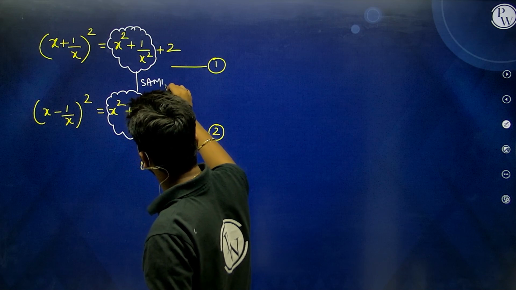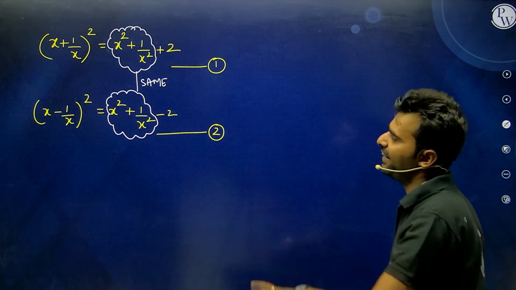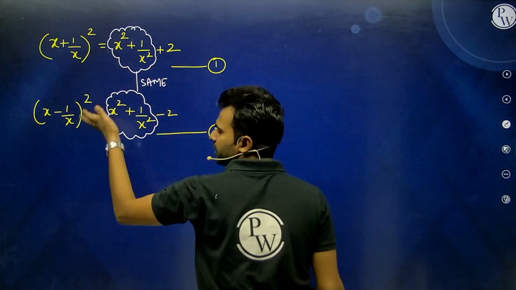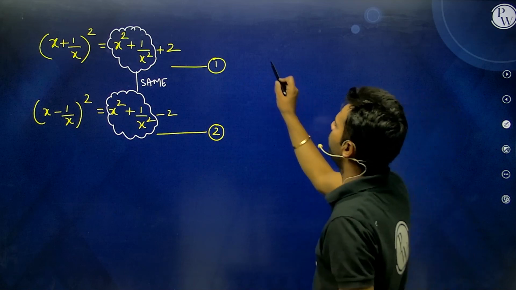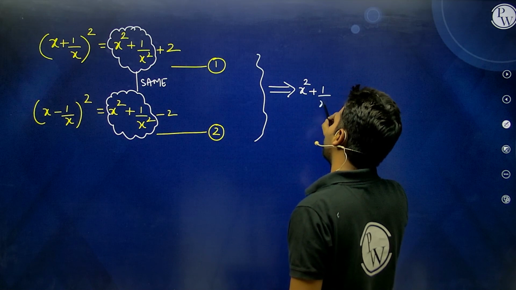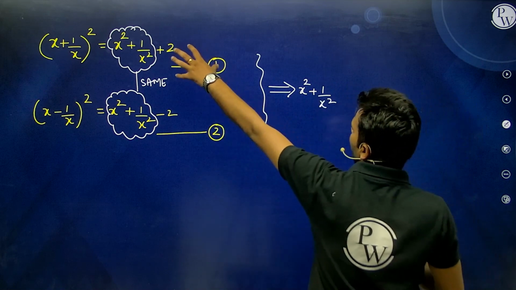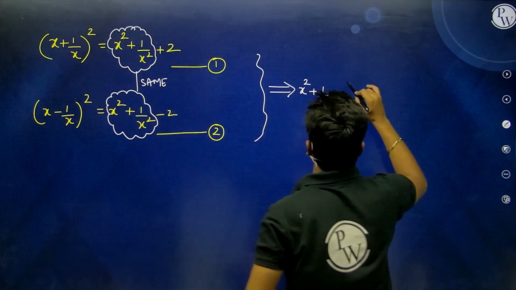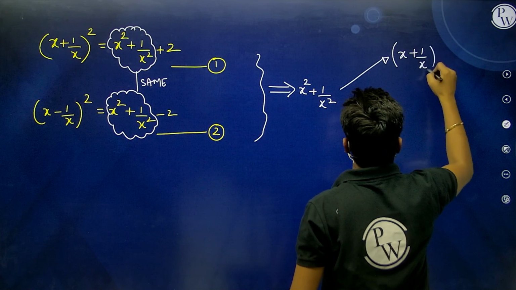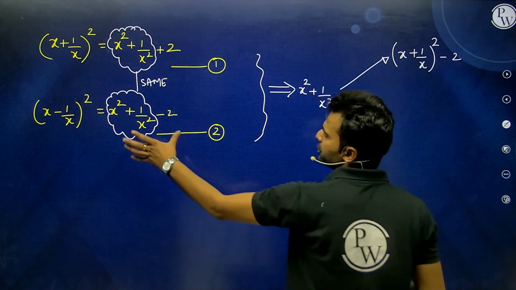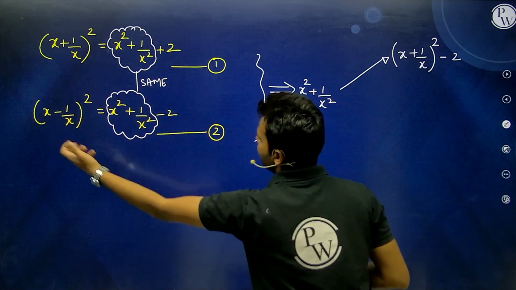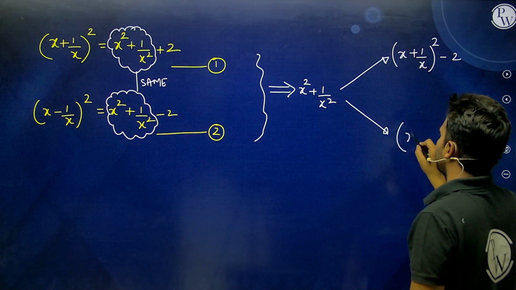Same portions. So, if you want to write down the value of x square plus 1 by x square, let's say, in terms of either this or this, we can use these equations. What I am trying to tell you is, let's say from these two equations, I want to write down the value of x square plus 1 by x square. Then from equation 1, I'll take this 2 onto the left hand side. I can write down this expression as x plus 1 by x ka whole square minus 2. And if I use this equation, I can write down the value of x square plus 1 by x square by taking this minus 2 onto the left hand side like this.